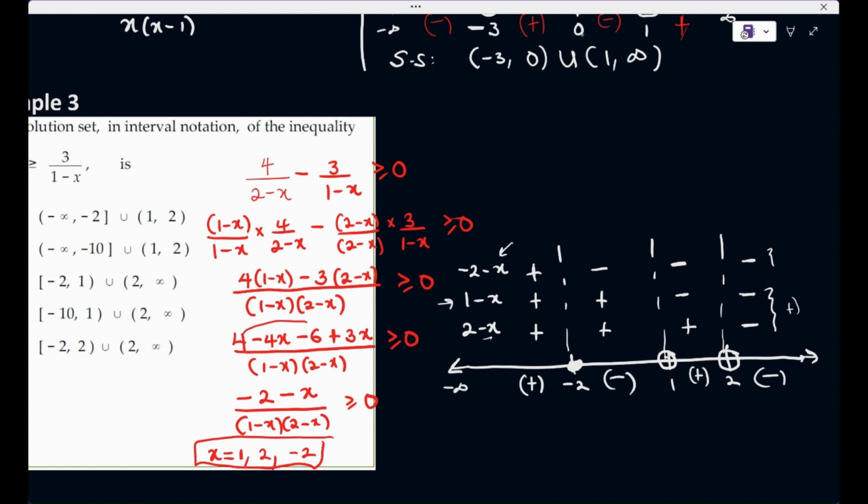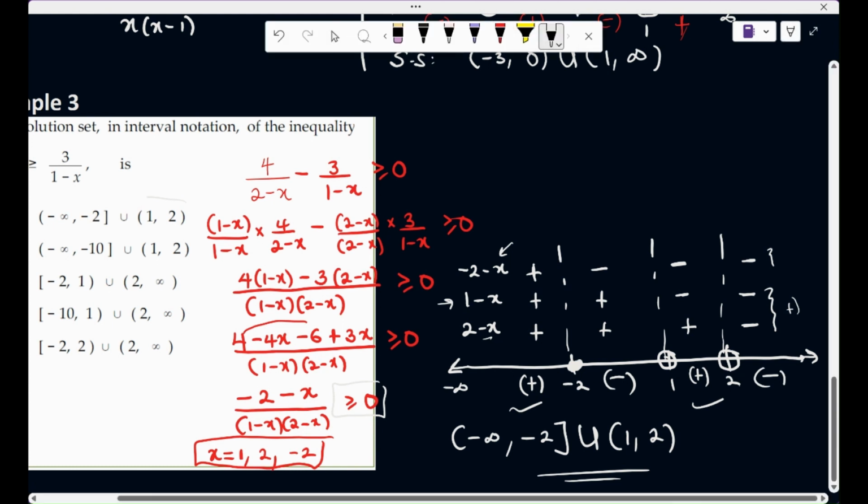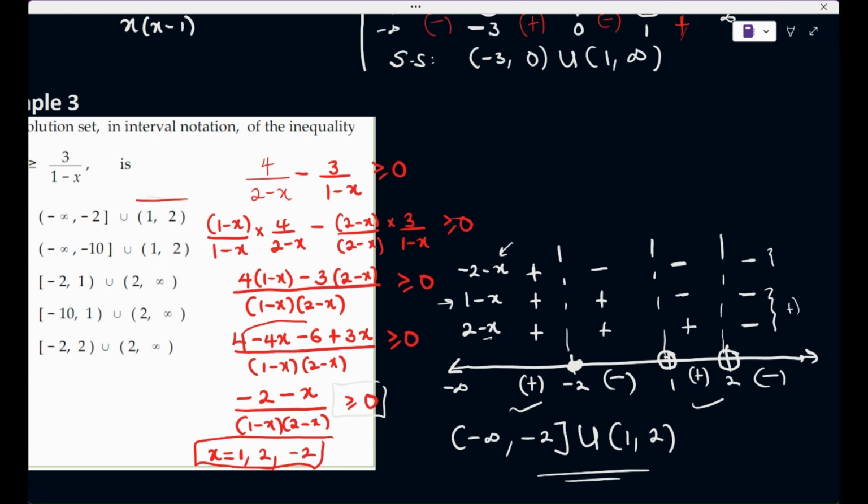And now our answer, because we're interested in the parts that are greater than or equal to 0, we take these two parts. That will be from minus infinity to minus 2, closed, union, and this part is 1 to 2. And that is why this is the right solution. Here is the right answer. This one.